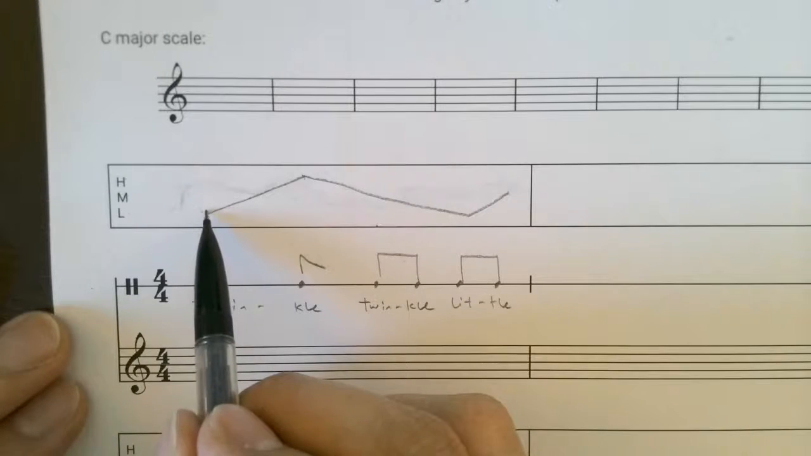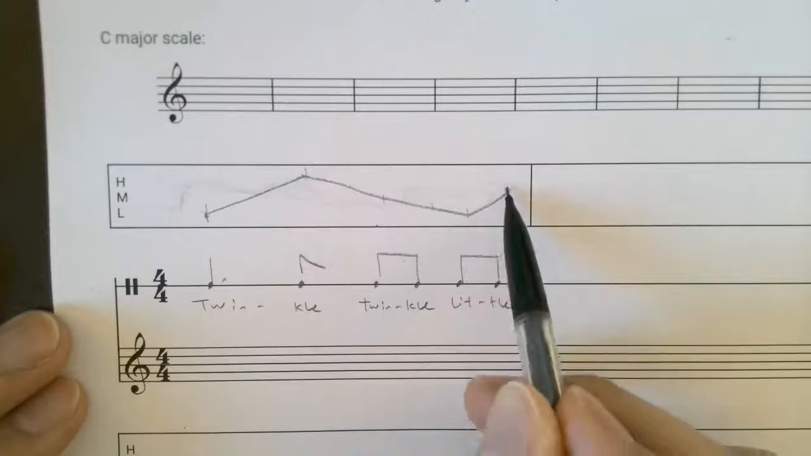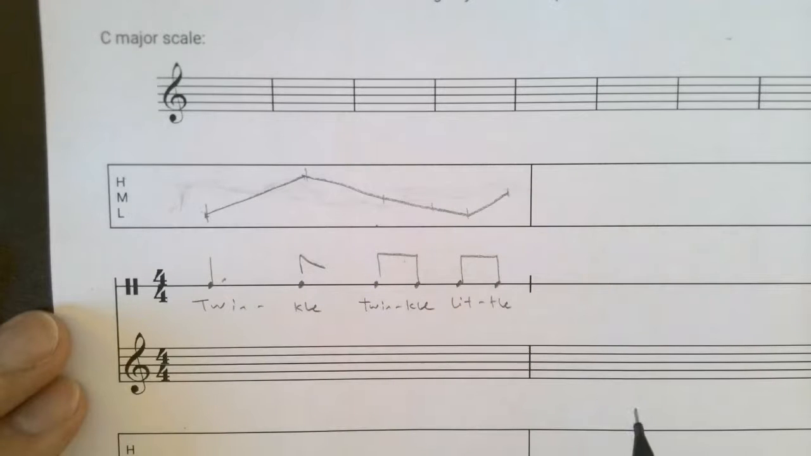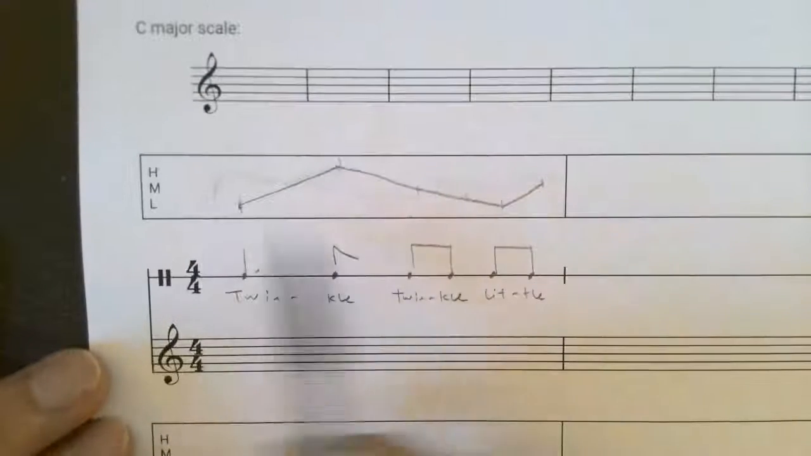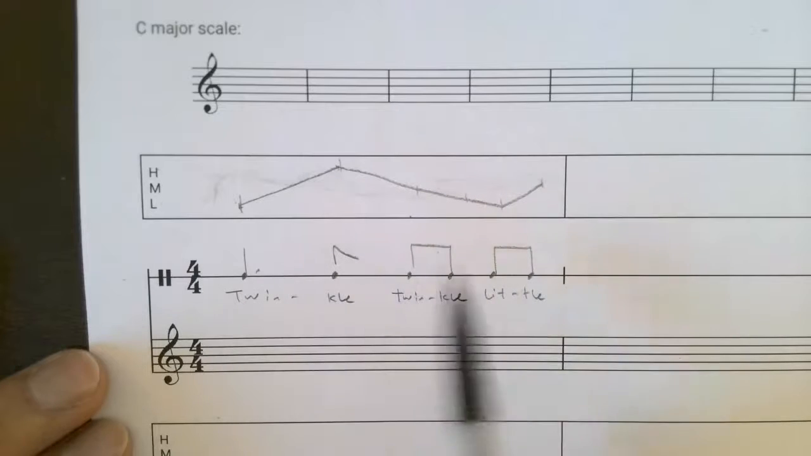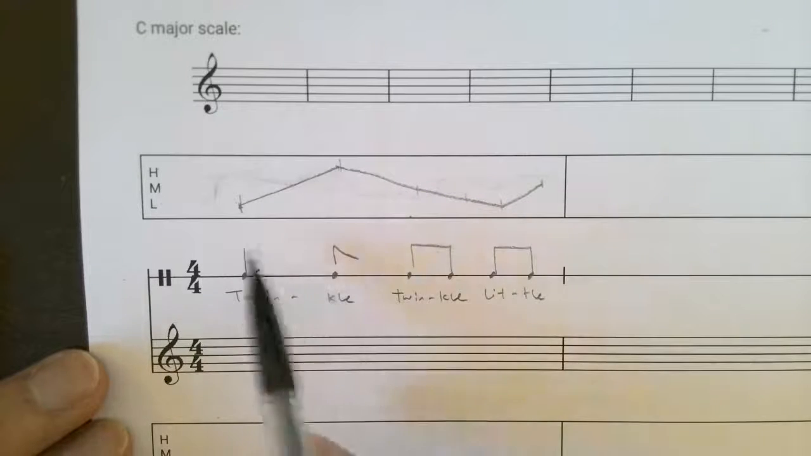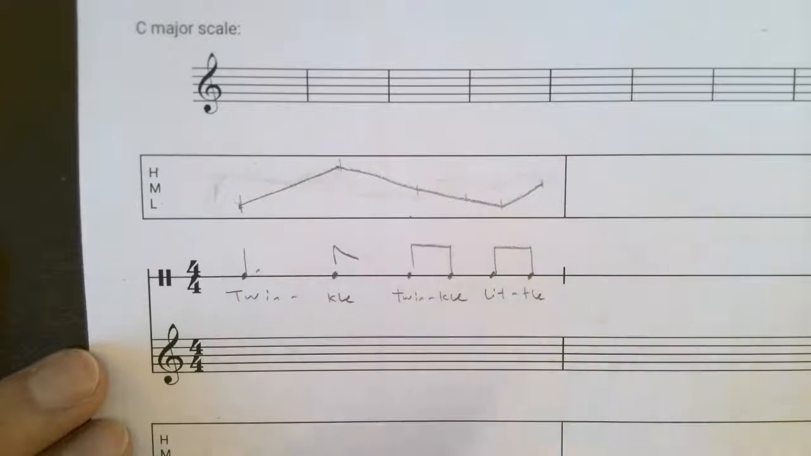You can see that I basically have nodes at each point here that correspond to the notes that I have. Okay. Next, what I'd like you to do is use this shape to help you think about what the scale degrees would be for matching this shape to this rhythm.